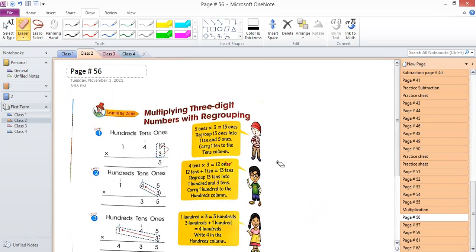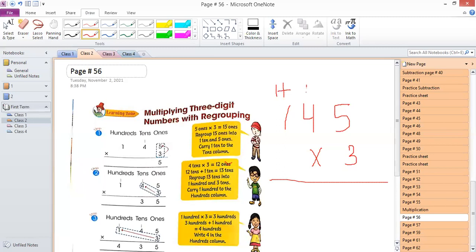So guys, whether you are multiplying a three-digit number by a single digit, or a two-digit number by a single digit, or a four-digit number by a single digit, the method will be the same, the technique will be the same, the concept will be the same. So this is 145 multiplied by 3. When you talk about three digits, that's in three places: 1 hundred, 4 tens, and 5 ones. So the method will be the same, guys.